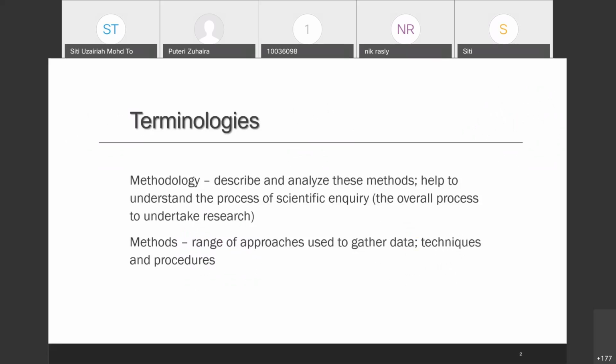Also to analyze data. So I hope you have a clear understanding of what methodology is and what methods are. Again, methodology is the overall research process on how we can undertake research, while method is basically only the technique that you're going to use to collect and analyze data. That's all. Okay, so we move to the following slide.